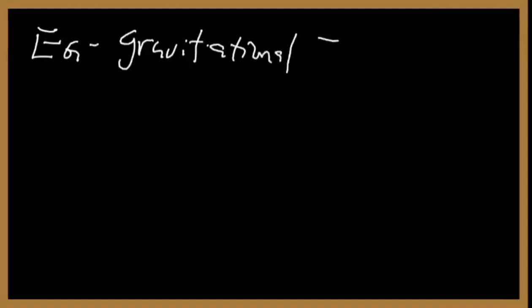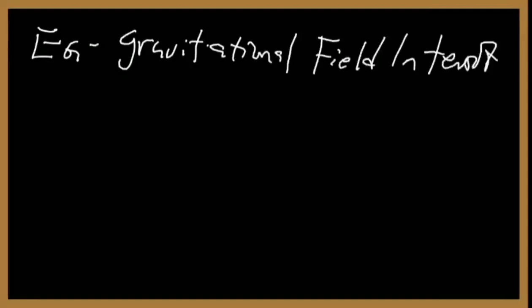Gravitational field intensity. So the gravitational field intensity, we call it EG, the gravitational field intensity, is equal to the force per unit mass of the body.